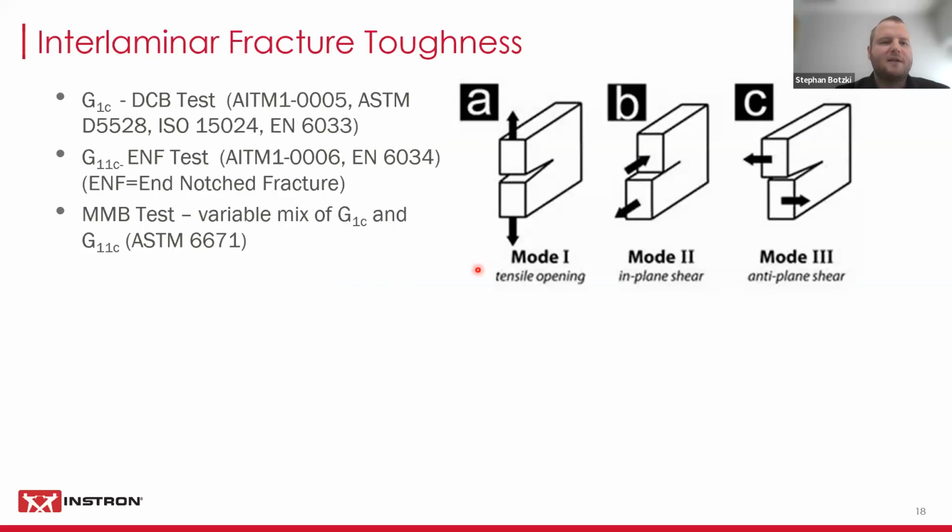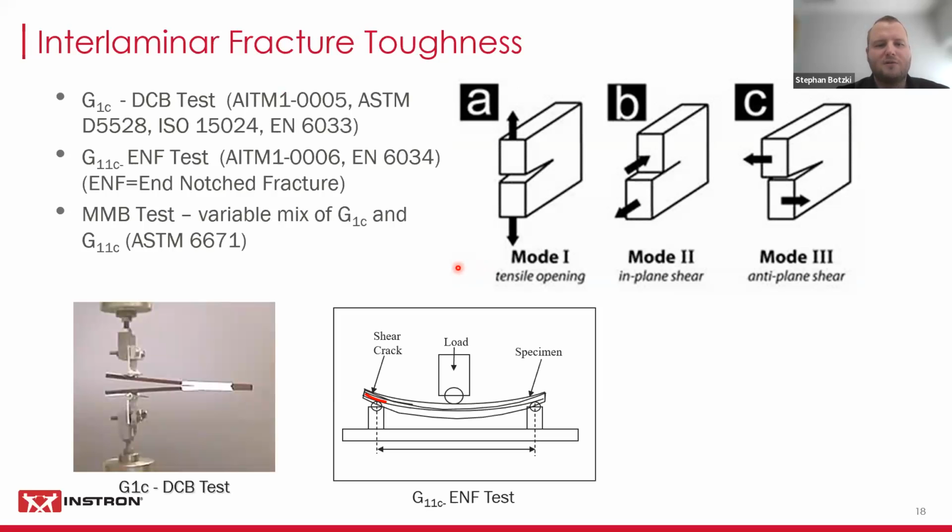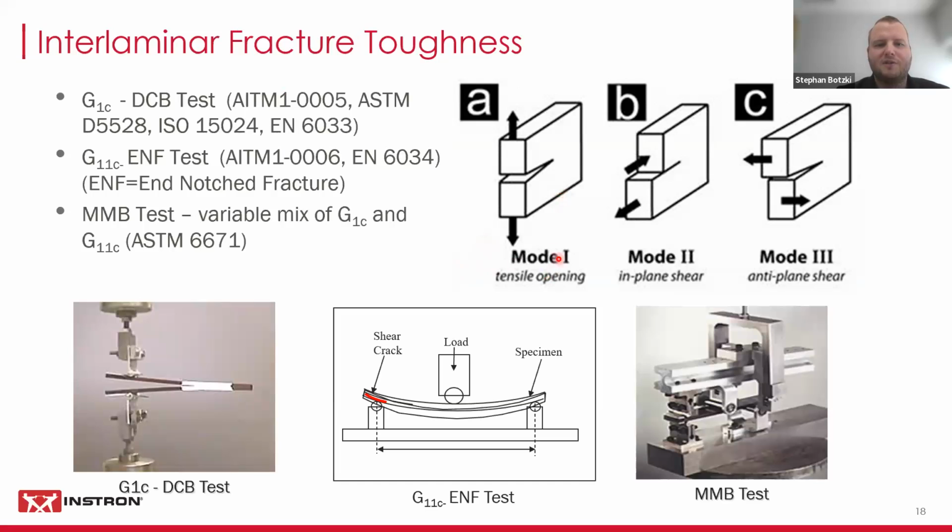Another way of testing that needs to be done, we've touched on this real quick, was interlaminar fracture toughness. So there's different modes of doing this. There's the tensile opening in mode 1, you got in-plane shear mode 2, and then you have anti-plane shear in mode 3. So there's different modes that you can test to, different ways of stressing your specimens. Most popular for the G1C testing here, from what I can see, is the ASTM D5528. We see that to be the most popular one.